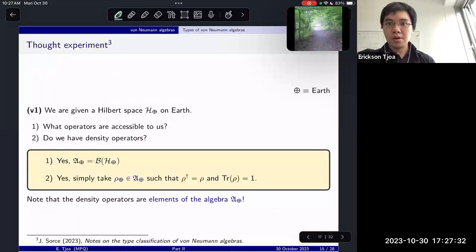Okay. Now I'm going to go to a very nice thought experiment based on the lecture notes by Jonathan Sorce. And this is really the way I started learning about von Neumann algebras, which is that now suppose you think about a Hilbert space on Earth. So imagine we have a single Hilbert space.